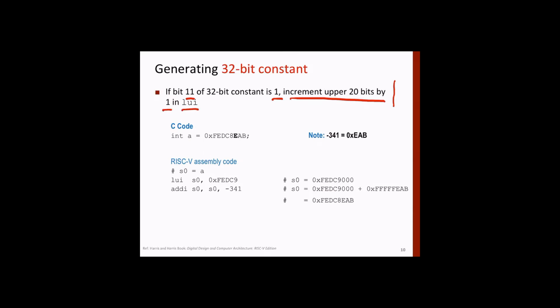So if this is the number, this is a hex number, and obviously this is a negative. When you run this program, then you have to add 1. Then increment the upper 20 bits by 1. So you have to just add 1 in the upper 20 bits such that the result is accurate, correct.